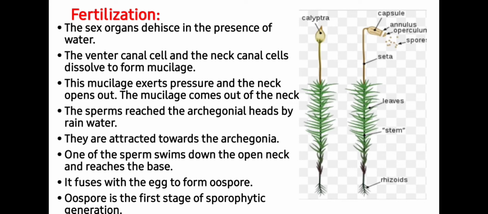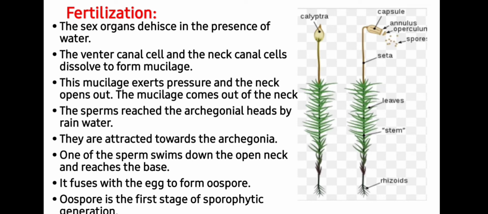Next is fertilization. The sex organs dehisce in the presence of water. The venter canal cell and the neck canal cells dissolve to form mucilage and a pathway for the entry of motile sperm. This mucilage exerts pressure and the neck opens out. The mucilage comes out of the neck. Sperm reach the archegonial head by rainwater and stick to the mucilage. They are attracted toward the archegonia, and one of the sperm swims down the open neck and reaches the base. It fuses with the egg to form the oospore. So in this way fertilization takes place, and the oospore is the first stage of the sporophytic generation.